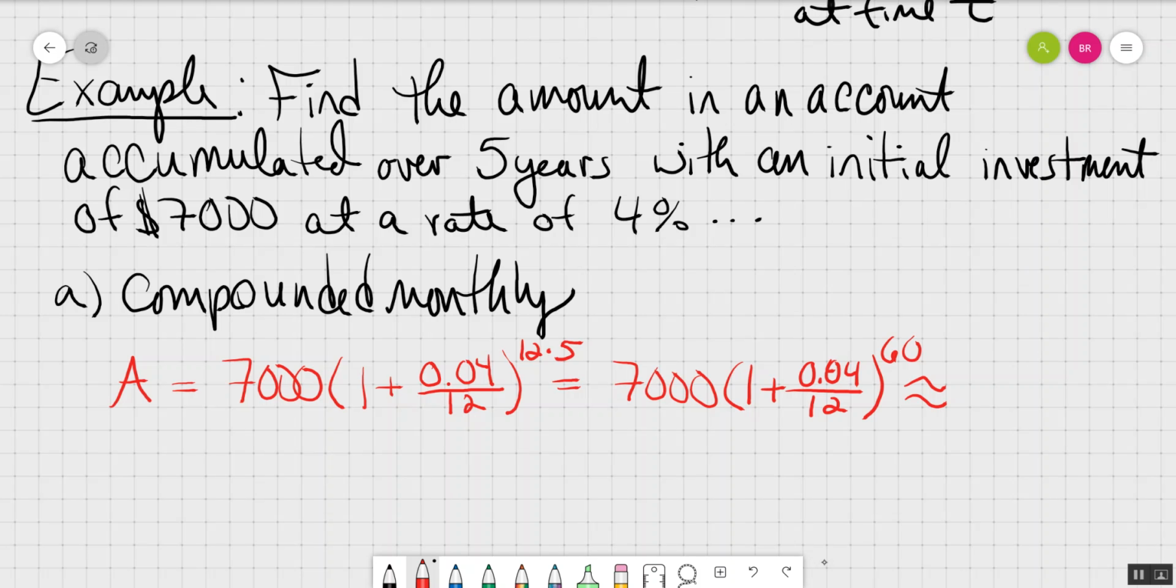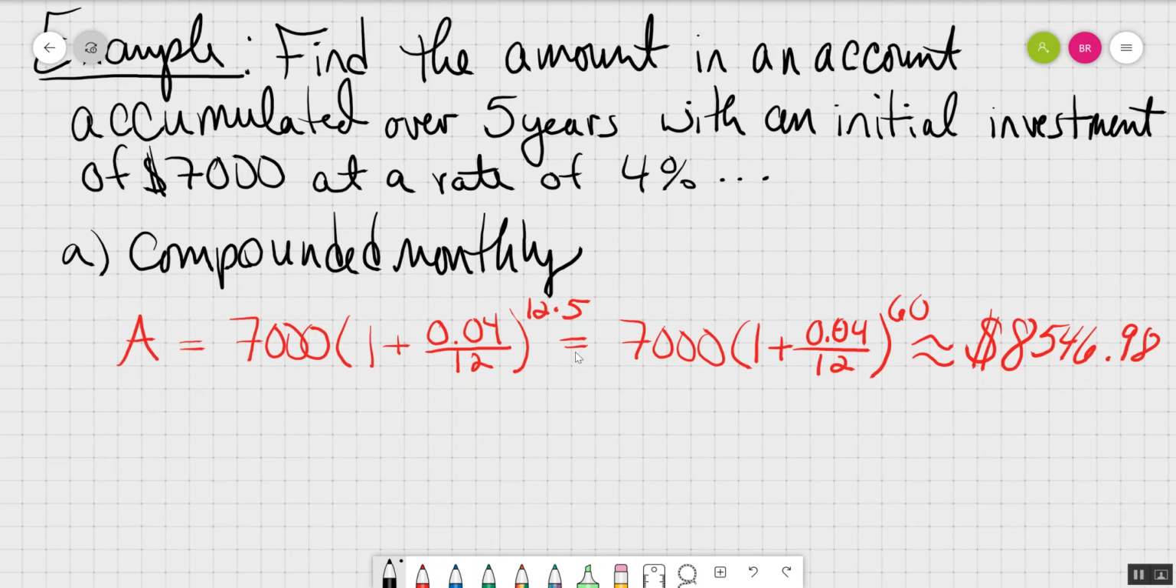A common mistake people make is that when they're doing the 1 plus 0.04 divided by 12, they'll round that and then multiply by 7,000. Don't do that. Remember, the exponent comes first in the order of operations. When you do this, you should get $8,546 and 98 cents. Now I'm rounding it up to 98. You should get 97.6 and then some change. So be careful. That's what it would look like if you earned interest every month.